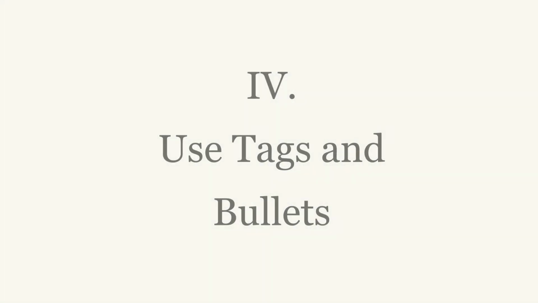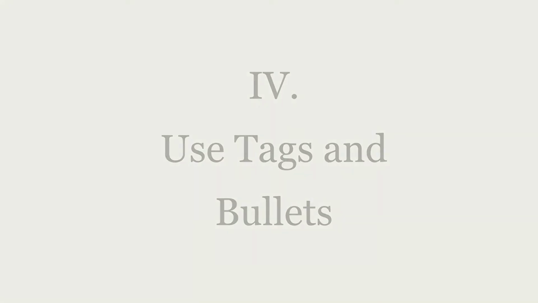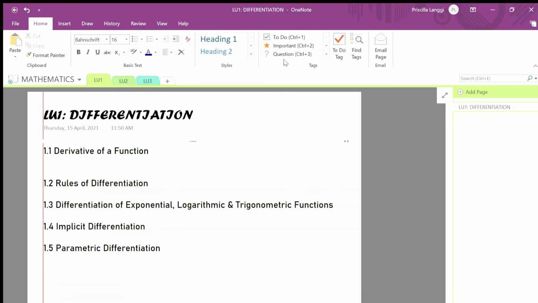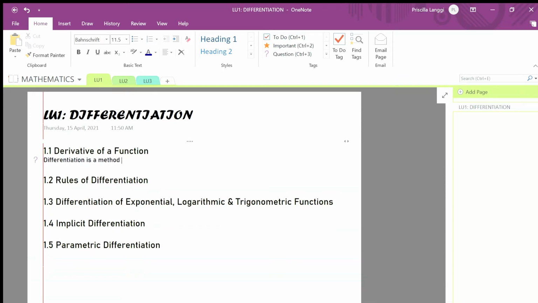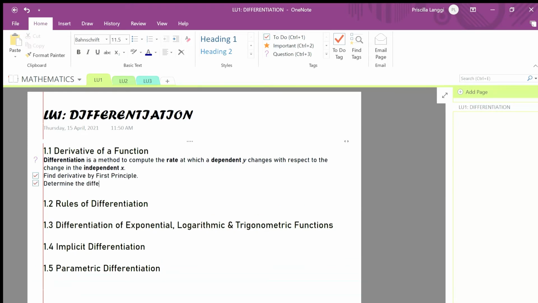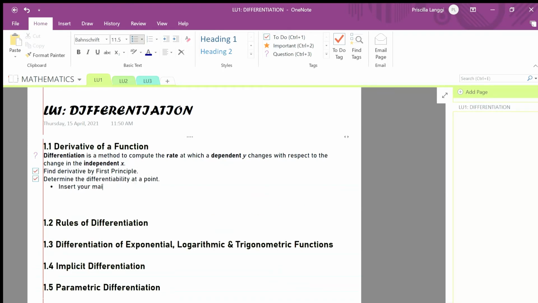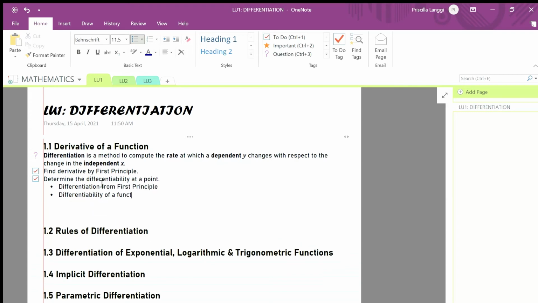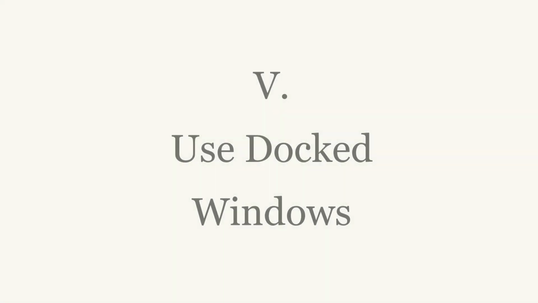The fourth step is to utilize tags and bullets. The purpose of tags and bullets is to make your notes more organized. You can find tags in the Home button. I like to use the question mark tag for definition. You can also use bold and italics to highlight the key point of your sentence. I like to use the to-do tags to insert my learning objectives because it provides an overview of what you should learn in that subtopic.